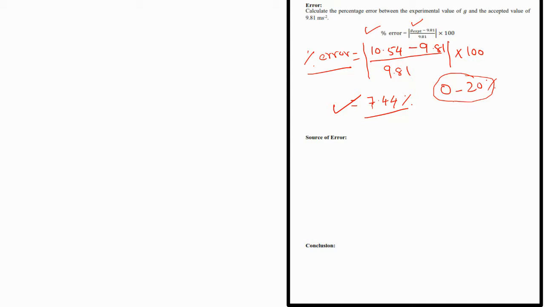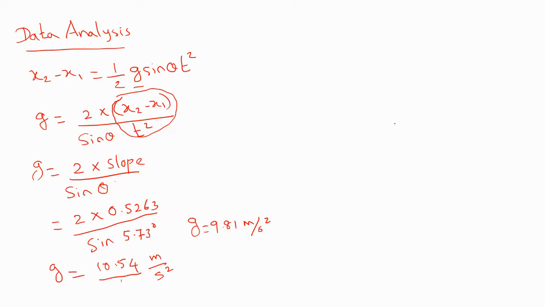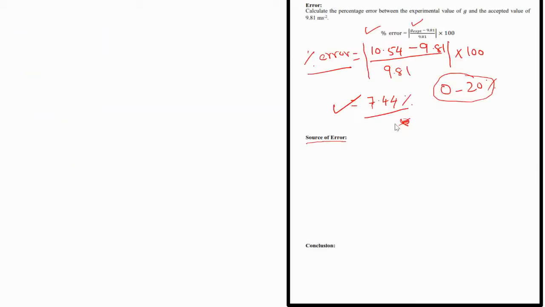Okay. Now after you finish these things, you have to write the source of error. What is the source of error, brother? Because here we will not exactly get 0%. We got 7.44%. If it is 0%, our value is exactly 9.81. So our value is not exactly 9.81 because we got 10.54. So where will the error come from?